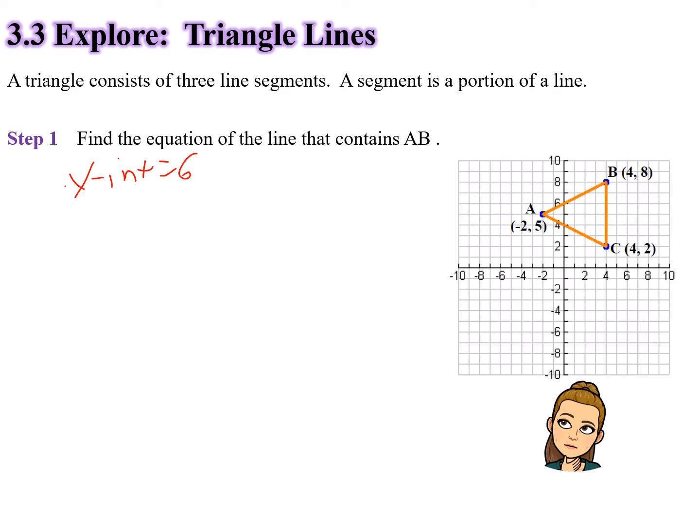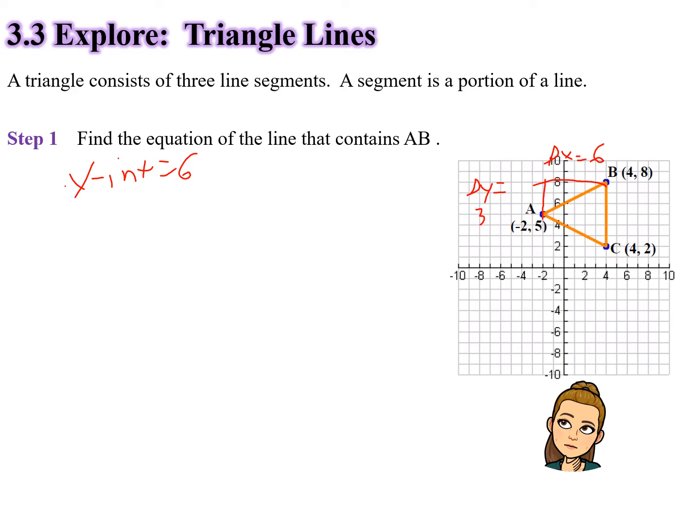To find the slope, I want to build a slope triangle, a messy slope triangle here. I see that my change in y, I go from a positive 5 to a positive 8, so my change in y is a positive 3. My change in x, I go from negative 2 to positive 4, so my change in x is 6.